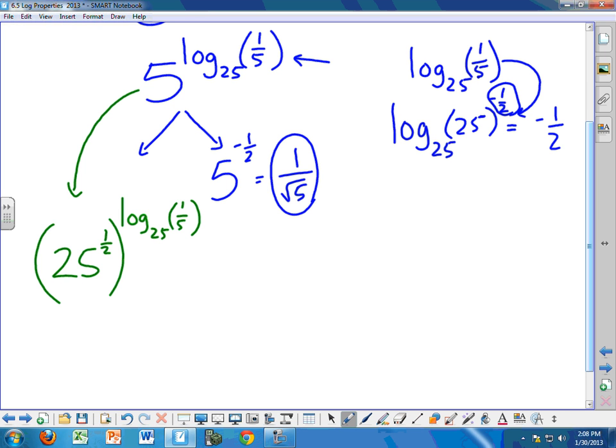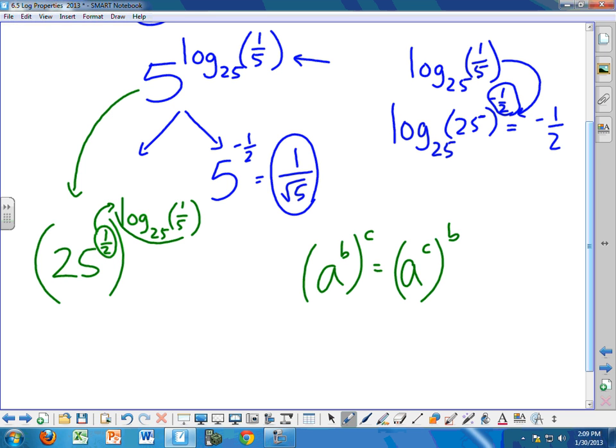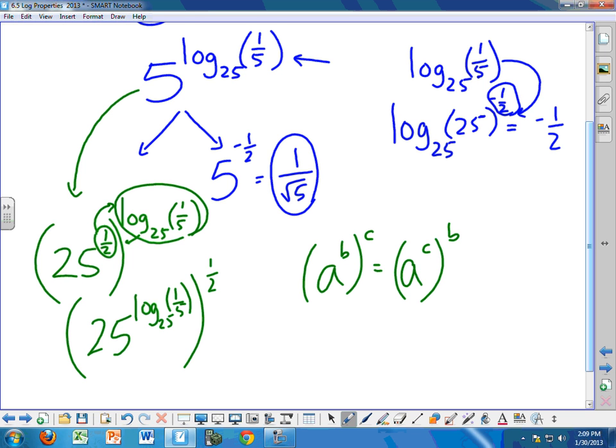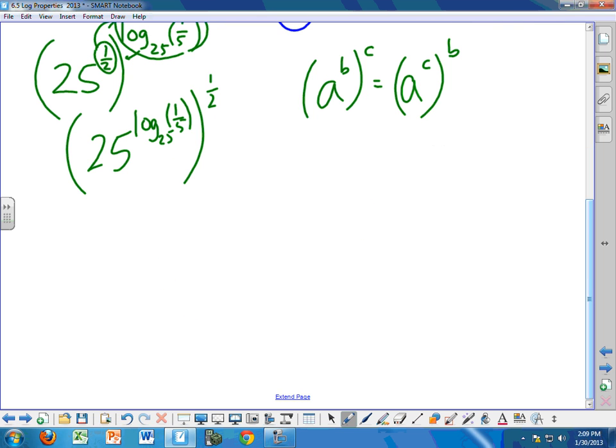The next step is to use this property. A to the b term all to the c power is equal to a to the c all to the b power. In other words, we can use commutativity with these exponents. And if we did that, then the 1/2 would jump on the outside, and the log base 25 of 1/5 would jump to the inside, giving us 25 to the power log base 25 of 1/5, and that is all now to the 1/2 power. So as you can see, we're kind of having fun with exponents today.